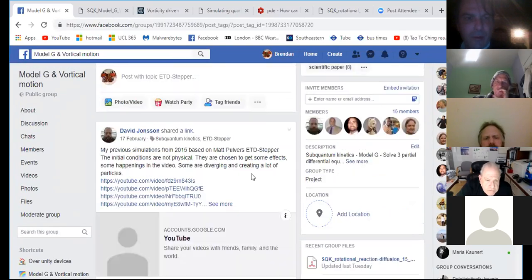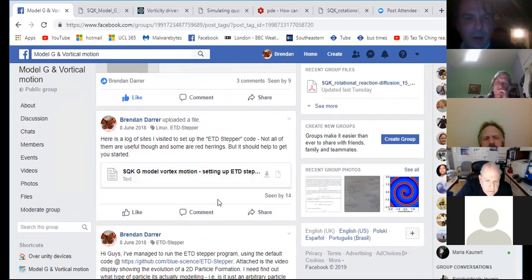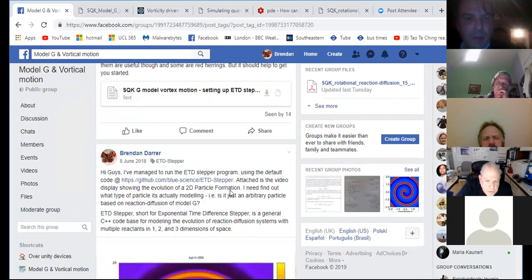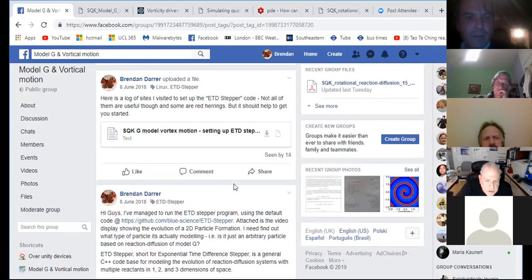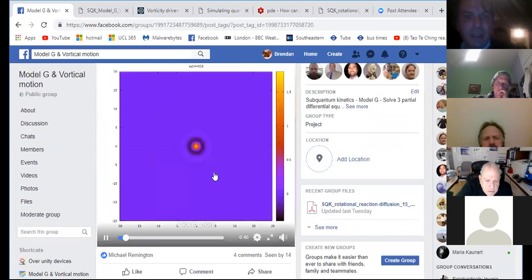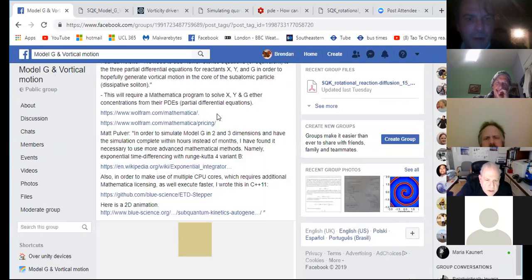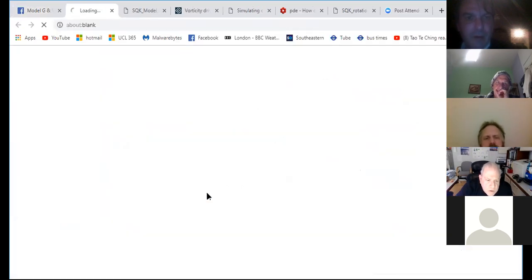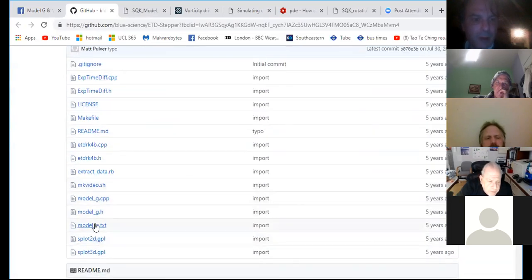Okay, so David's put it here, ETD stepper. Where did you put it? I think it's in the link. You just passed it. It's right there. That's the ETD stepper simulation. The code is down here somewhere. No, you scroll. Yeah, okay, you found the link. So the main program is not the text one. Go into the CPP one. That's the main program.